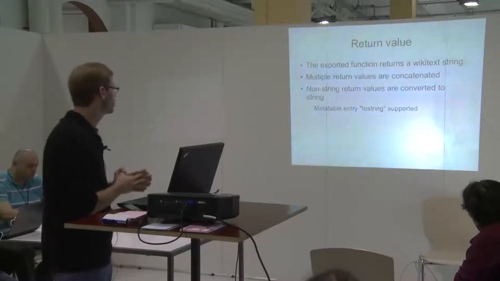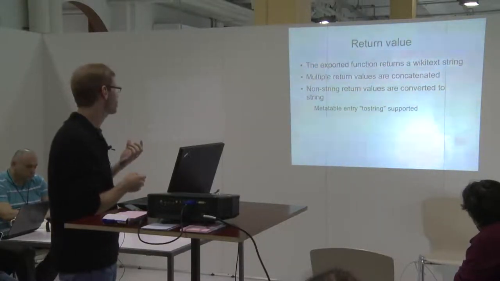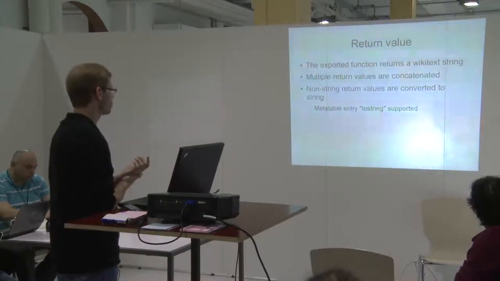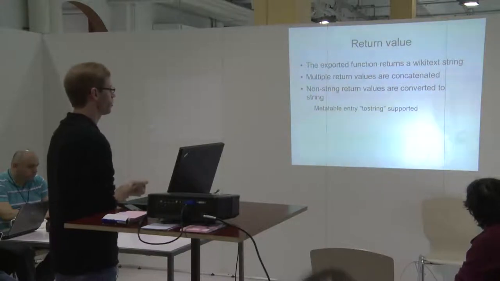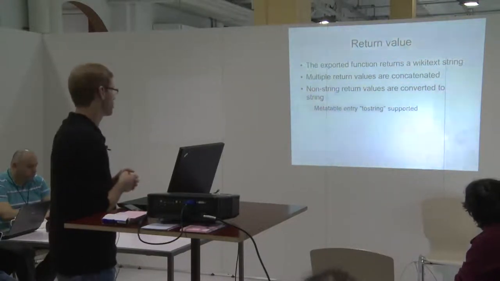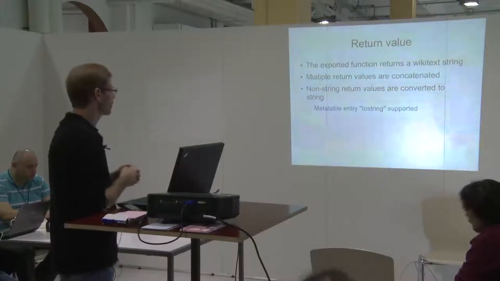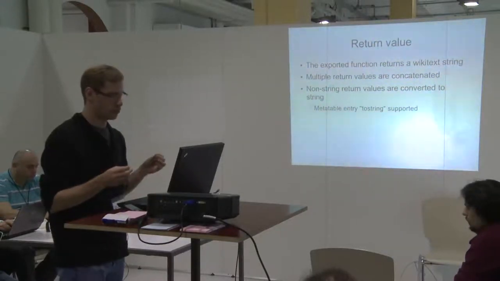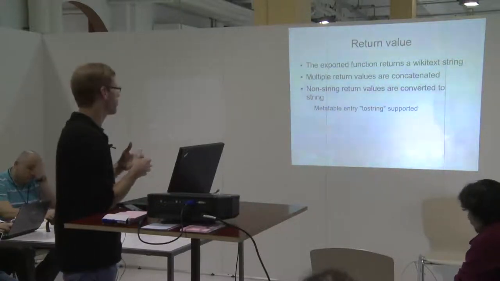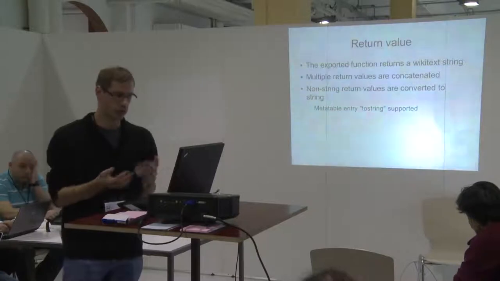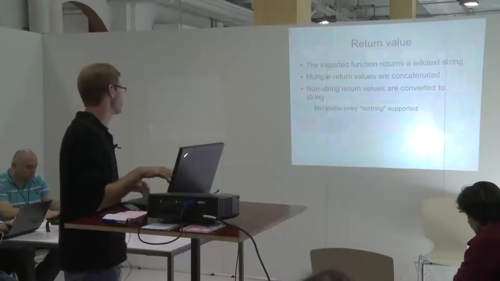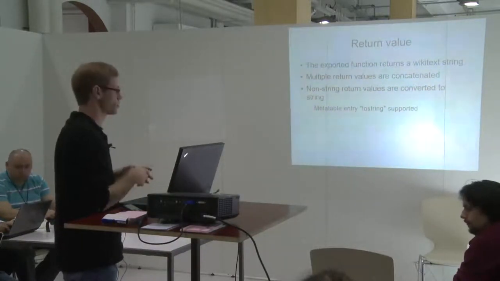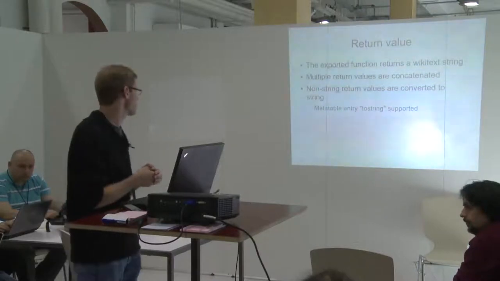Functions that you export in a module return a Wikitext string. If for some reason you return multiple values, they'll be concatenated. And if you return a table or some other non-string value, then that'll be converted to string by the usual Lua mechanisms. And if you want to have some sort of wrapper for a string, maybe we'll have a Unicode object or something like that that will wrap UTF-8 values, have a meta table entry called toString, which will convert that to a string, so you'll be able to return such objects directly.